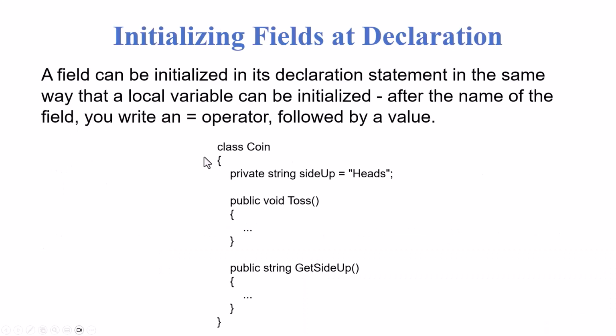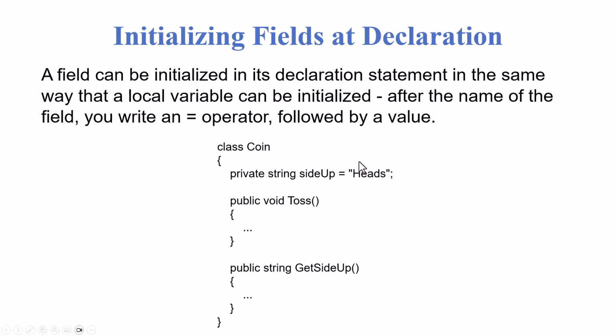We can initialize a field in its declaration statement the same way we initialize a local variable. It can be initialized after the field name. You write an equal operator followed by a value. Private string site up equals heads. We didn't do this. We did it inside a constructor, but we could have done it like this and put heads in there initially. Again, we're changing it with that random number generator, so it didn't make any difference if we did or not. But you can initialize the field at declaration.